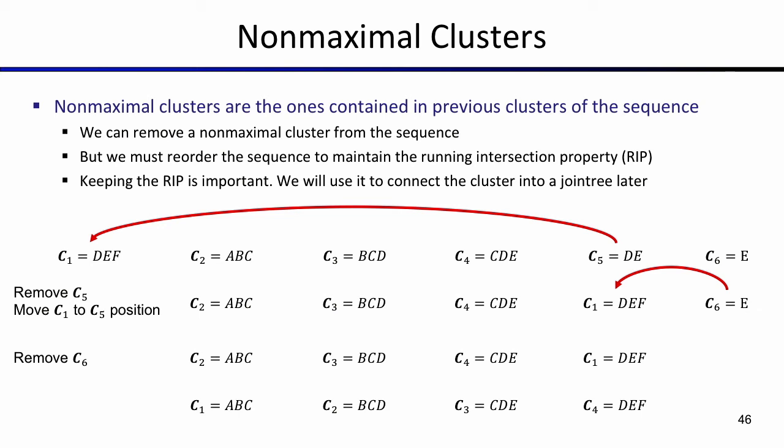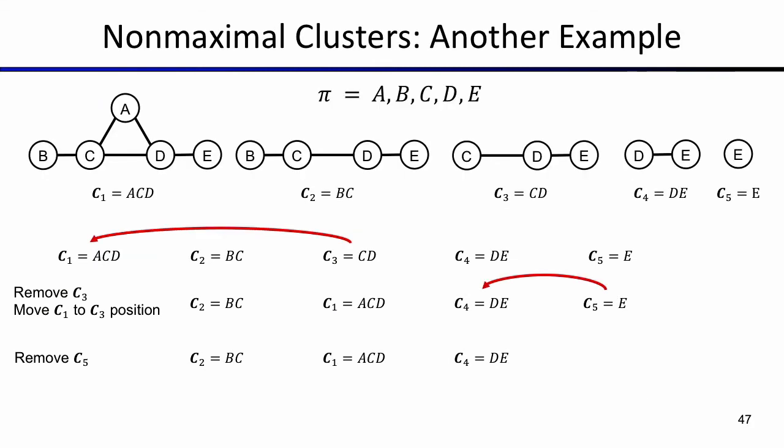So just a recap here, the algorithm is very simple. We look at every cluster, we take a look if the cluster is a subset of some previous cluster in the sequence. If it is, we can remove the cluster that is non-maximal and take the other one that is a superset of that cluster into the position of the non-maximal cluster. So it is a very simple algorithm that we don't need to do any other analysis in order to guarantee the running intersection property. So this is a second example.